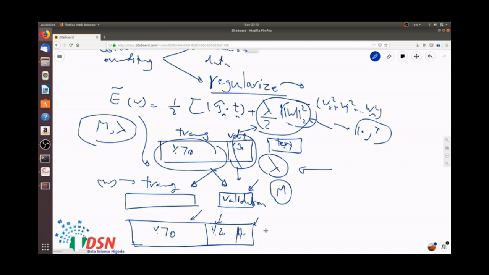Later we will learn something like k-fold cross-validation in order to use all of this data for training, not just this part, but now we will call this holdout. Holdout means that we just hold some of the data for validation, for tuning the hyperparameters of our machine learning model.